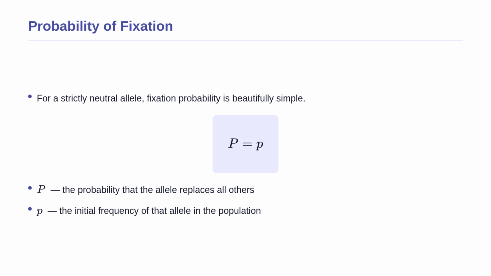The probability of eventual fixation, denoted as P, is simply equal to p, the initial frequency of the allele. This makes intuitive sense. If an allele makes up a certain percentage of the gene pool, it has exactly that percentage chance of eventually winning the random walk of genetic drift.